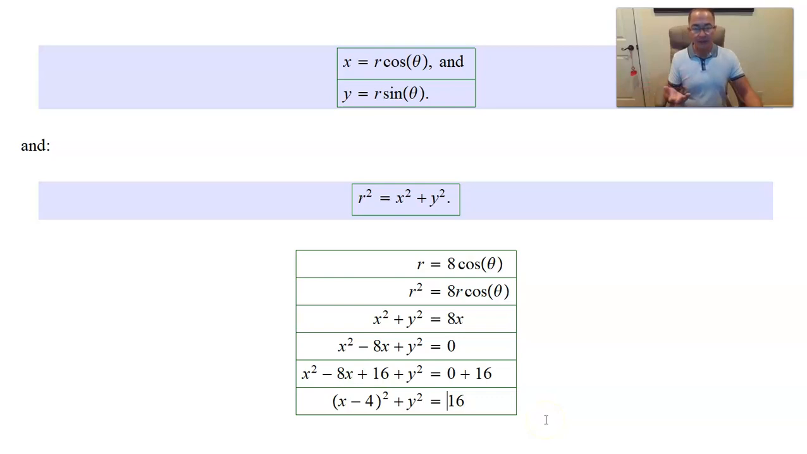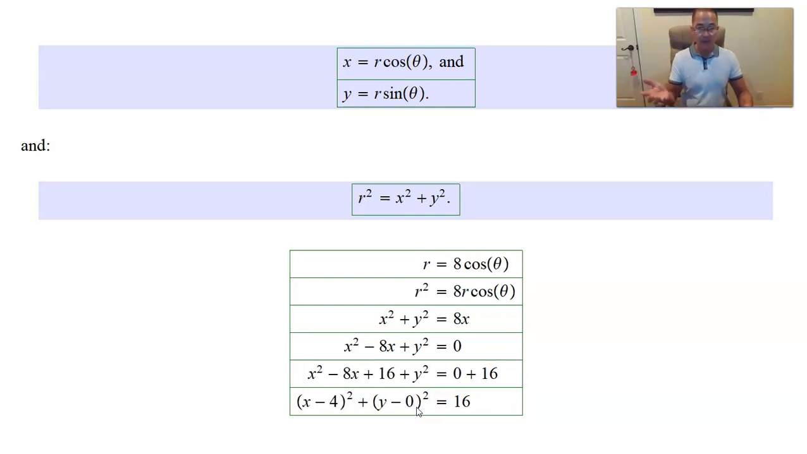So that is a circle of radius 4. The center is at 4, 0. Okay, y squared, of course, is exactly the same as y minus 0 squared. So the center of that circle that we just saw should be at 4, 0, and the radius is also 4. Let's double check.